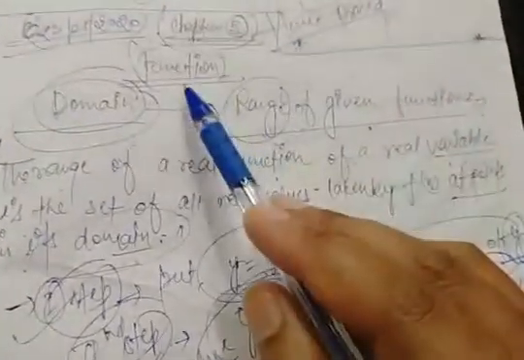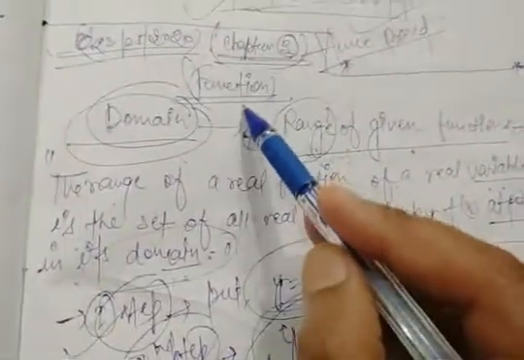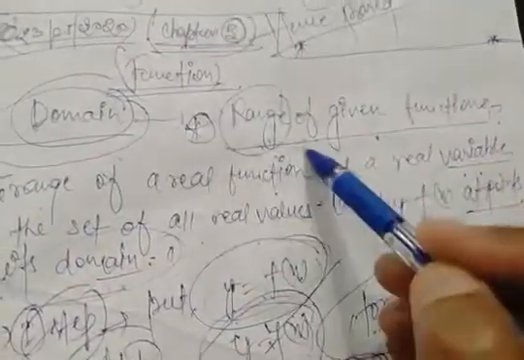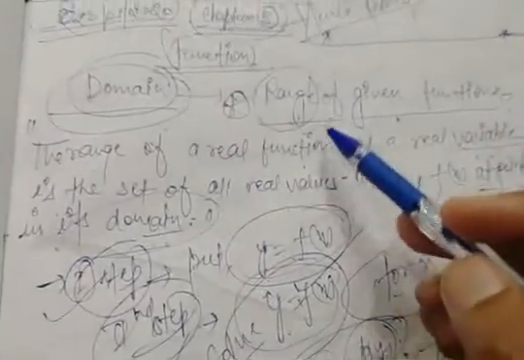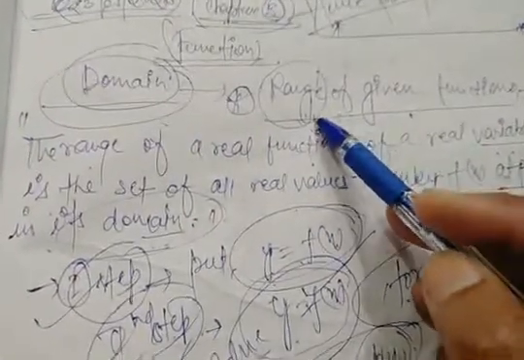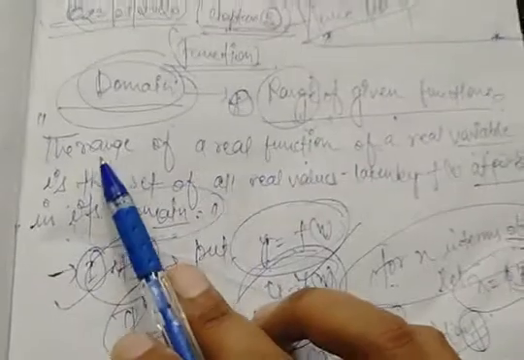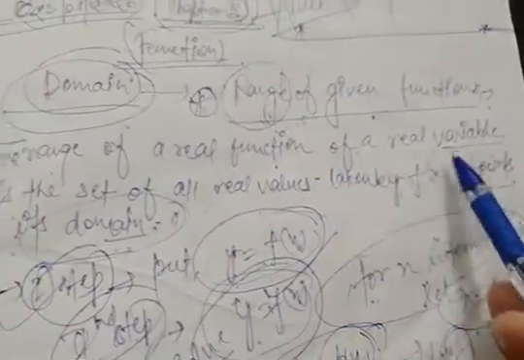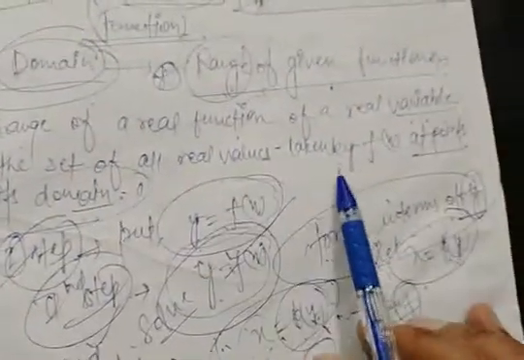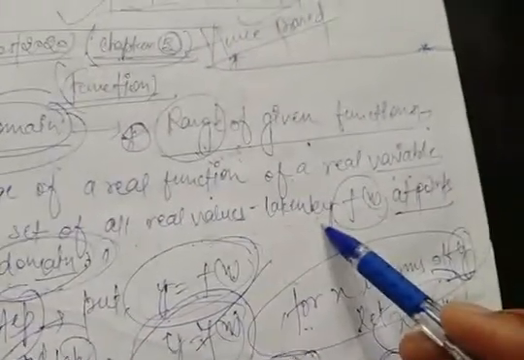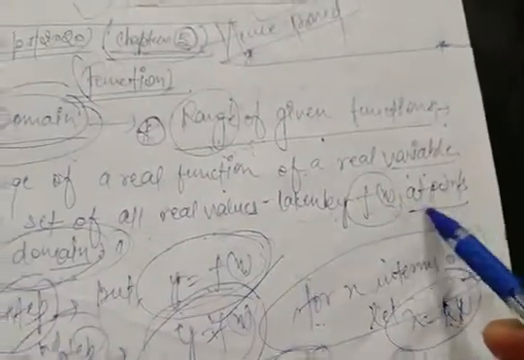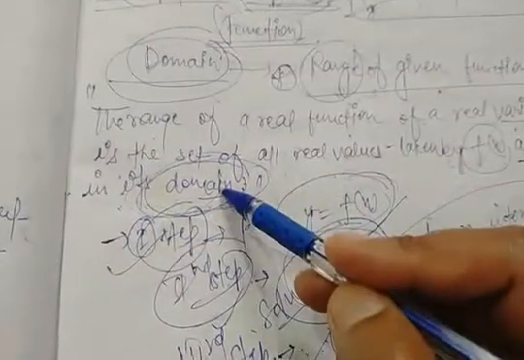In the previous class, we discussed the domain and range of a given function. Domain we have discussed many times, and in the previous class we discussed the range. What is range? We defined it: the range of a real function of a real variable is the set of all real values taken by f of x at points in its domain.